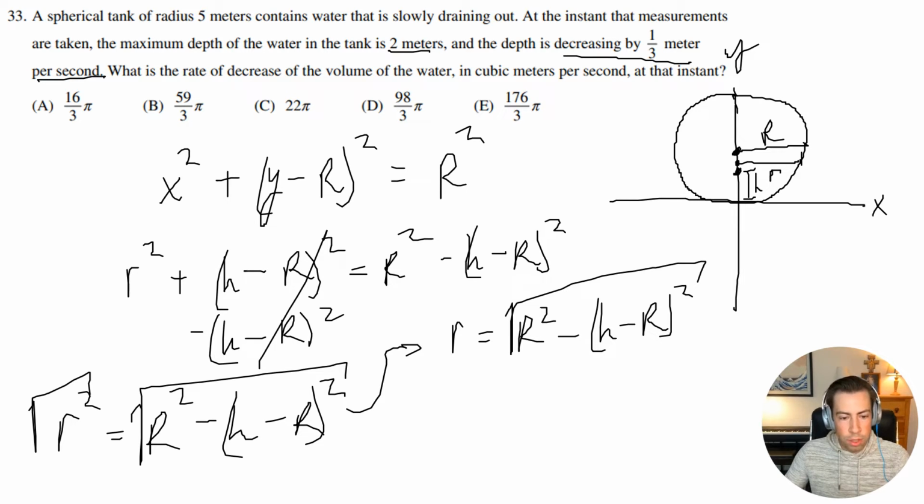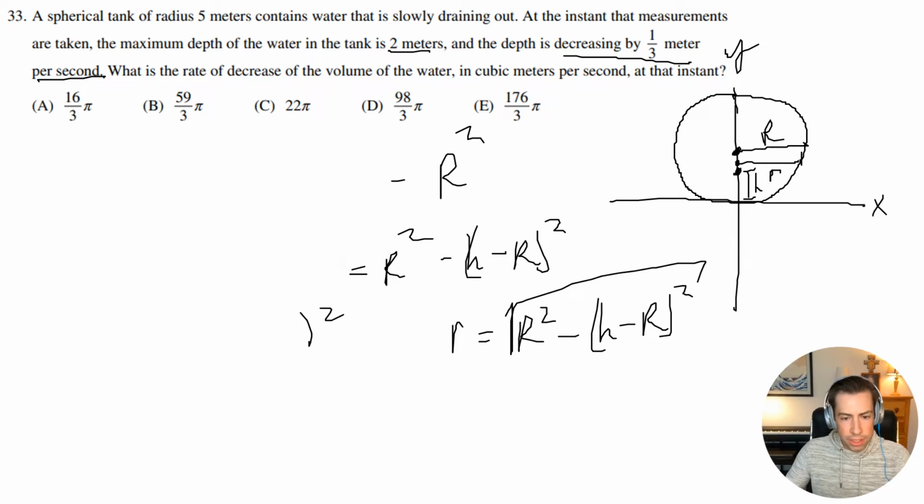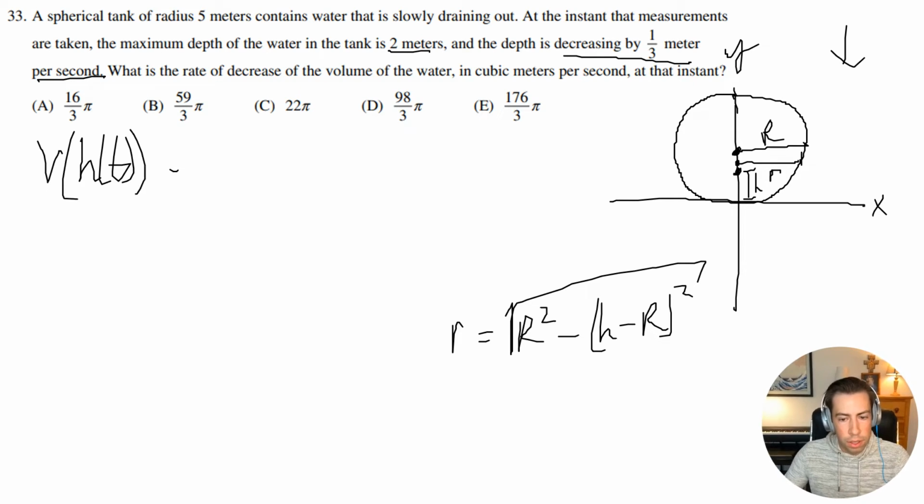Okay, so let me erase all this and create some more space. Now the key here is to figure out what the volume is at any given height. And because the water is draining down, the height is actually a function of time, right? So I would write the volume as a function of the height, which is a function of time.